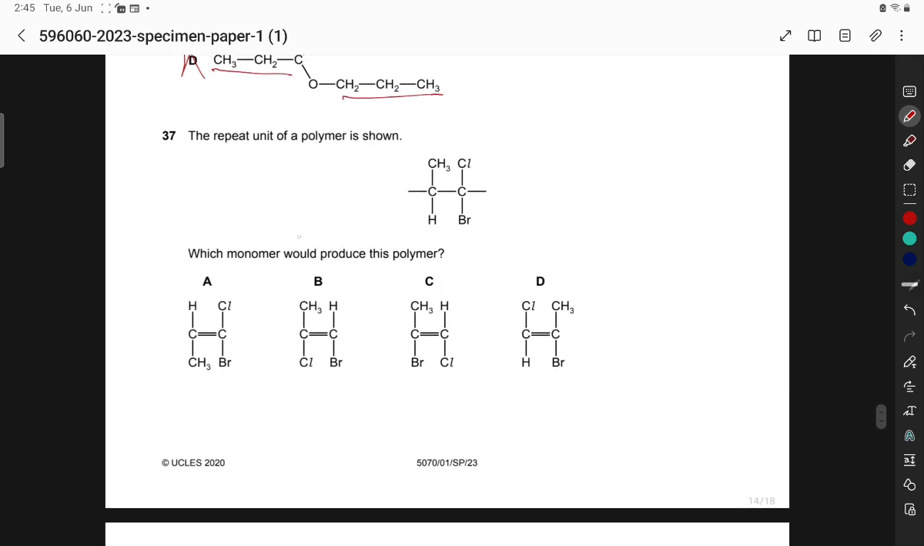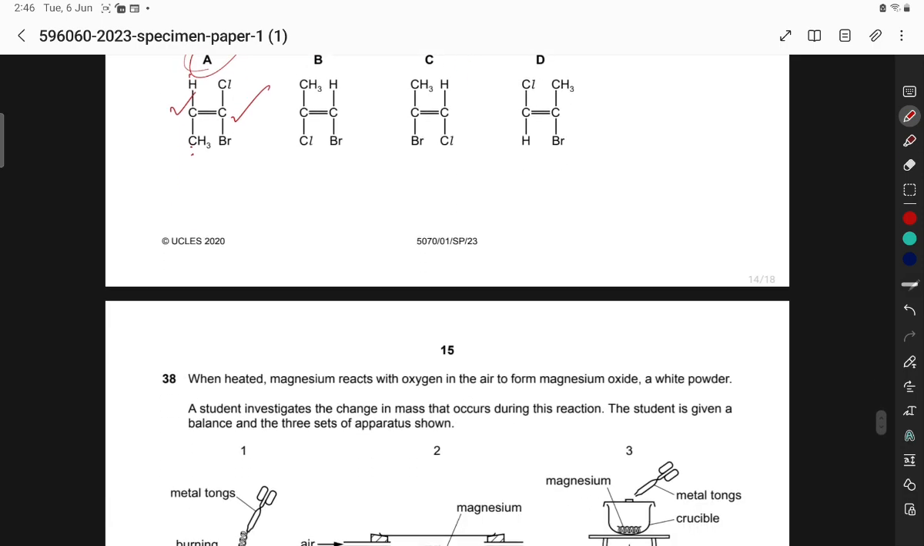The repeat unit of a polymer is shown. Which monomer could produce this polymer? It doesn't matter whether CH3 is placed above or below. It should have the same group of atoms. This carbon and this group have the same group of atoms in the monomer. The carbon has CH3 and the carbon has Cl and Br. So A option is correct.